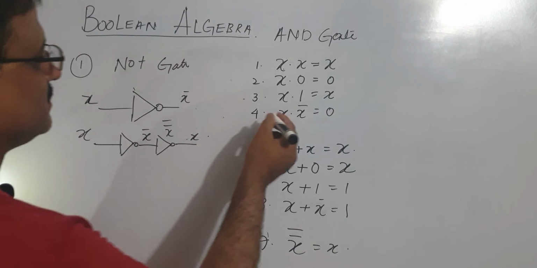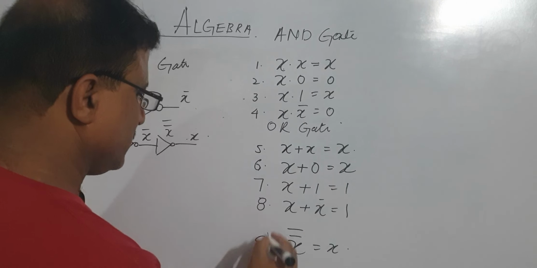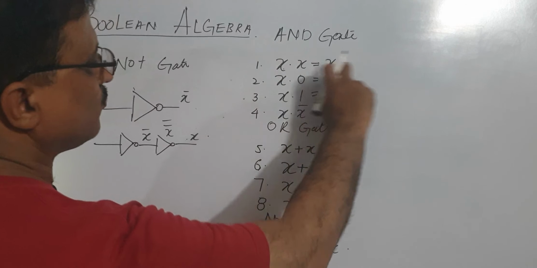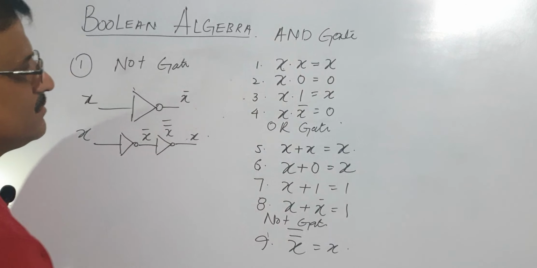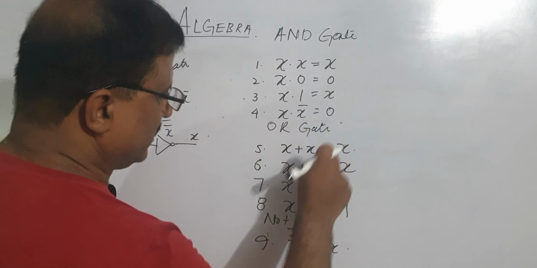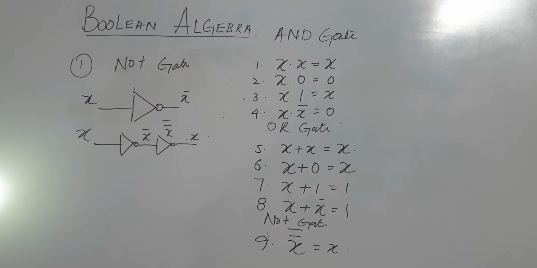Let me write this. It is based on OR gate. This is based on NOT gate. We have 4 Boolean identities based on AND gate, and we have 4 Boolean identities based on OR gate and 1 Boolean identity based on NOT gate.